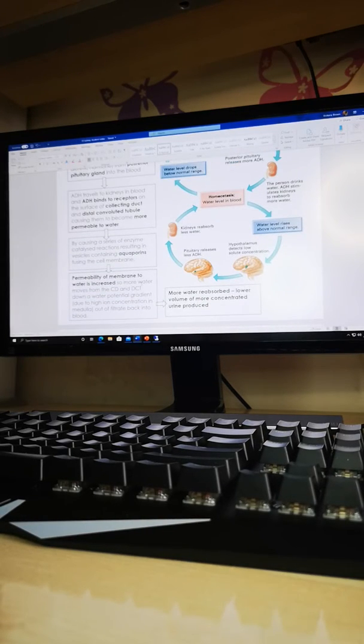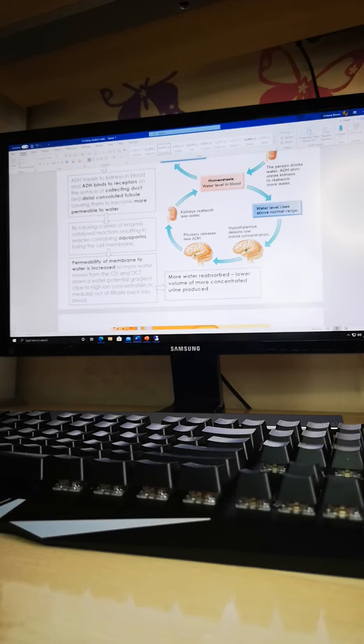Well, inside the cell, it causes a series of enzyme catalyzed reactions, resulting in vesicles containing aquaporins fusing with the membrane. This, of course, would increase the permeability of the membrane of the walls of the collecting duct and the distal convoluted tubule. That means more water moves from the filtrate in the duct, in the convoluted tubule, down a water potential gradient, out of the filtrate and back into the blood.